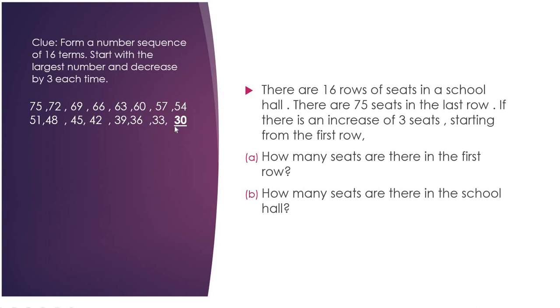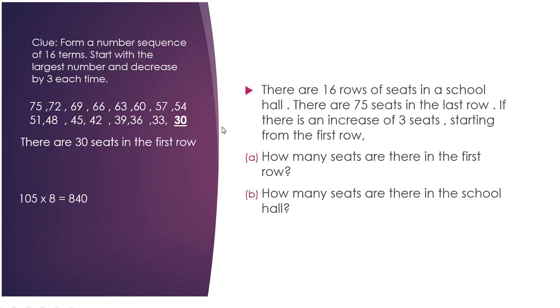30 is the number of seats in the first row, right? We have 16 numbers here, right? So there are 30 seats in the first row. So we go to the next section. How many seats are there in the school?